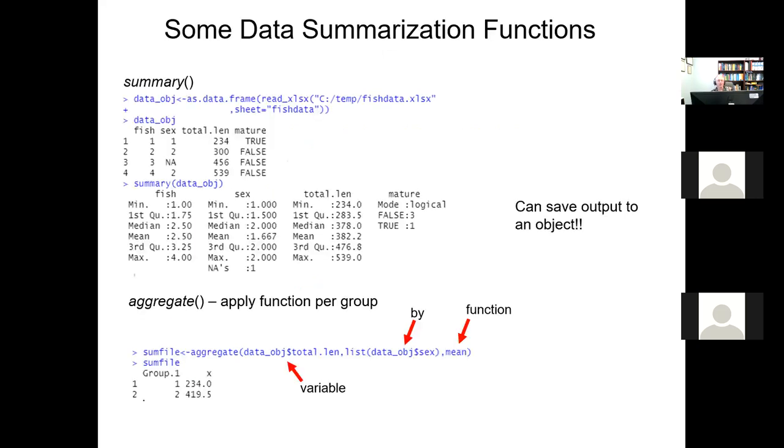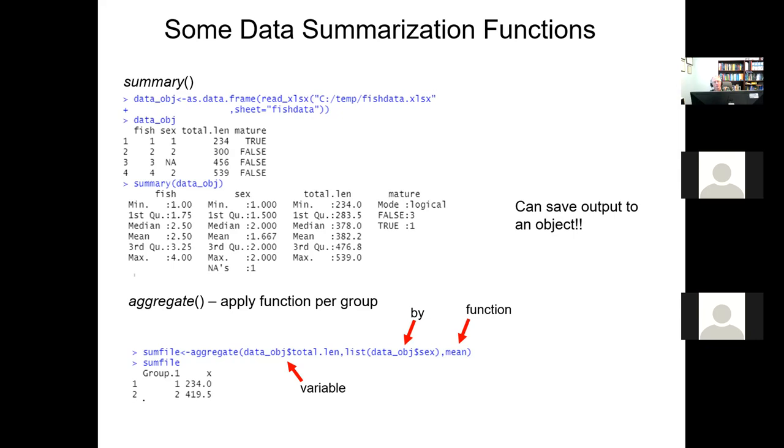There are also some handy functions for summarizing data and doing a general summary. You can use the summary function and apply it to the whole data frame. In this case, I'm doing it to the fish data frame. It shows you things like minimum and maximum values if they're numeric, and for categorical variables it'll show a frequency of the different categories if it's a character or a logical.